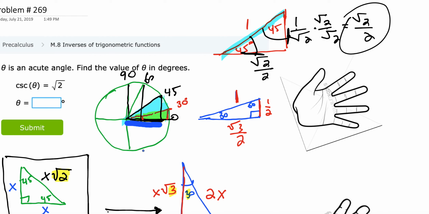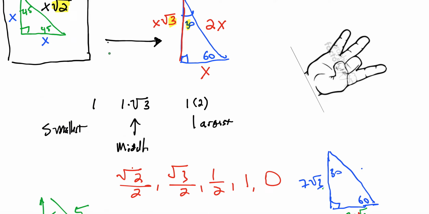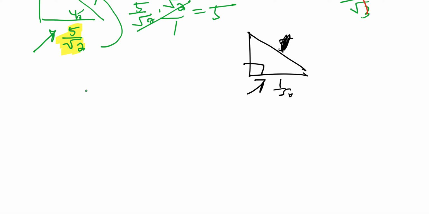Root 2 over 2 is 0.7. It's close. It's not quite 1, because 1's the radius, and this is not quite the radius. Okay. All right, so now we're going to do the 60.